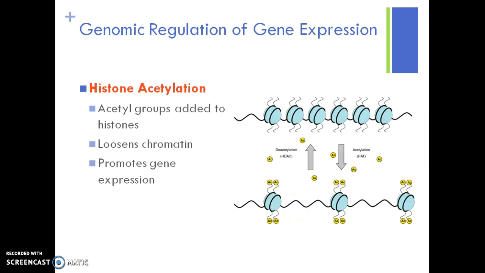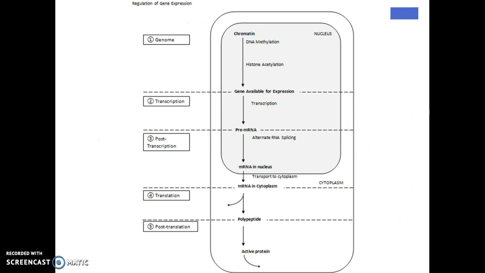So right away in our chromosomes, in our chromatin, we have ways to increase or decrease gene expression. So let's say that we have our chromatin and we have our gene that's now available for expression.